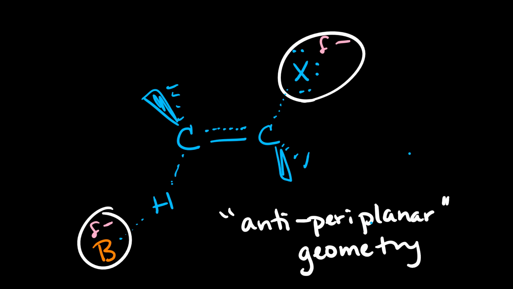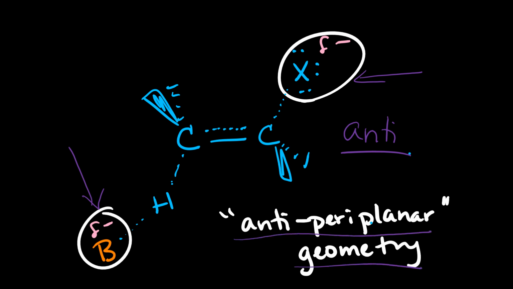Also note that the leaving group and the base are situated in a very specific manner. I have drawn this intentionally where they are anti to one another. Hopefully you remember that term from when we looked at Newman projections, but they have a 180-degree dihedral angle and they lie within the same plane. And so we say that the E2 reaction is going to require an anti-periplanar geometry.